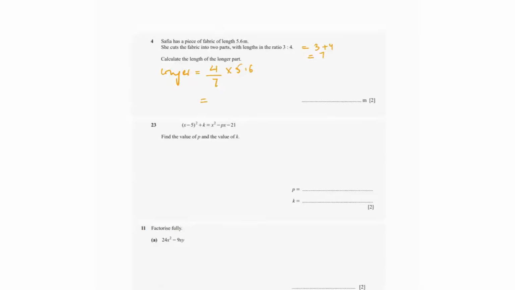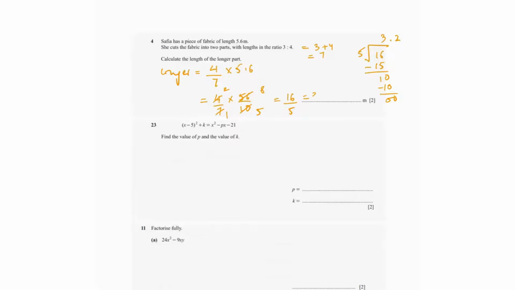So over here, we can rewrite the 5.6 as 56 over 10 because writing this as a fraction is easier. Then we can simplify. 56 and 7 come in the same times table, so that's 8. 4 and 10 come in the 2 times table, so that's going to be 5 over here. So now we have 16 over 5. You can just divide 16 by 5. That's 3, 15, 1, 0, 2.